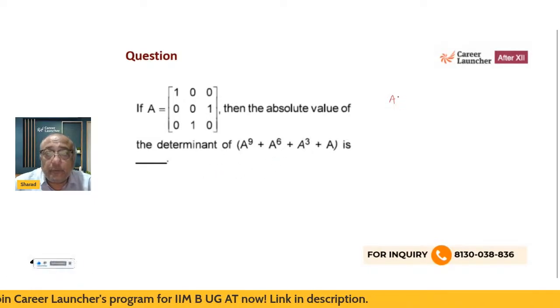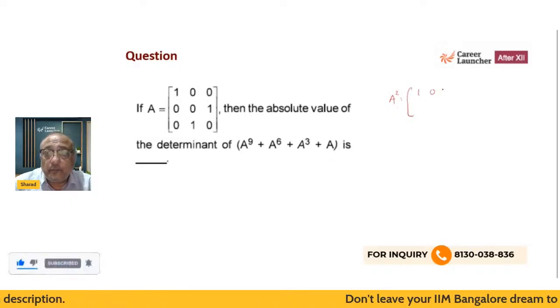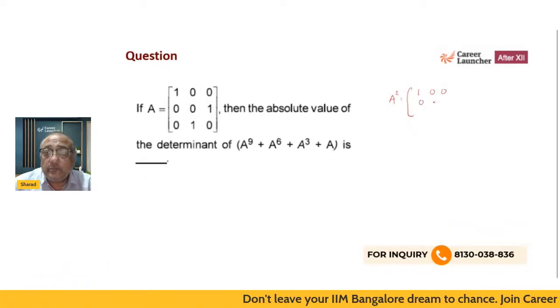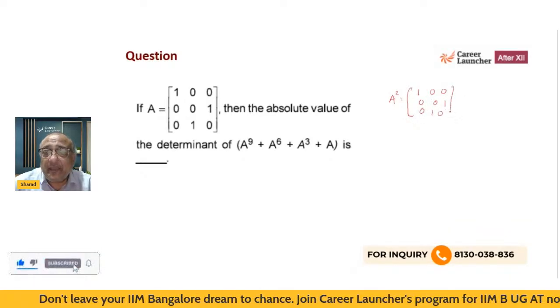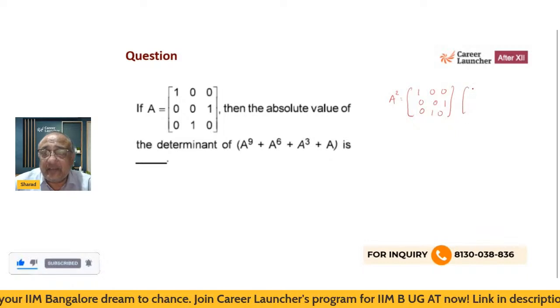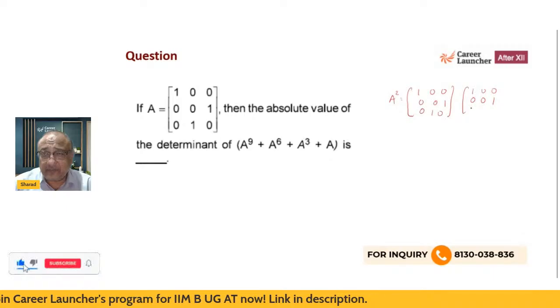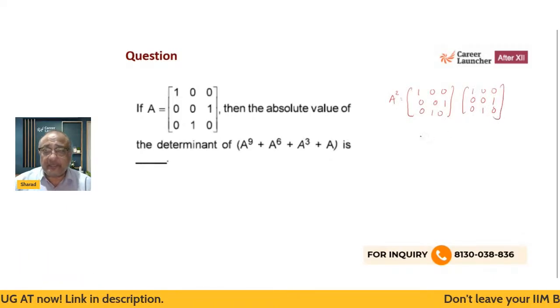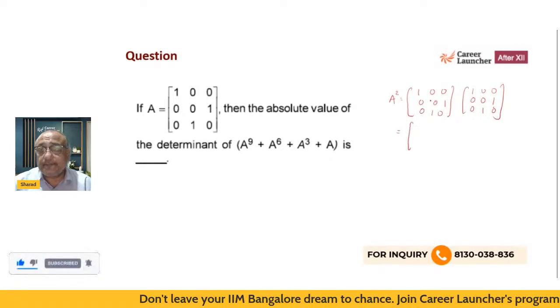Let us compute A square. 1, 0, 0, 0, 0, 1. Be careful while writing A, at least the first time. Sometimes we miss values and then regret later, and we say that a silly mistake has happened. So we have to be careful while taking data from the question to the answer sheet where I'm solving the problem. Now, if I solve this, I'll get what?